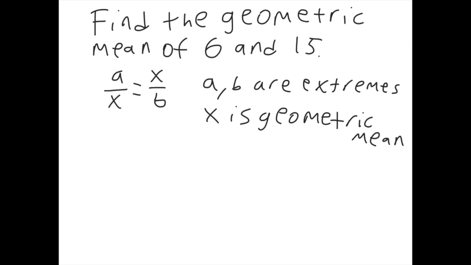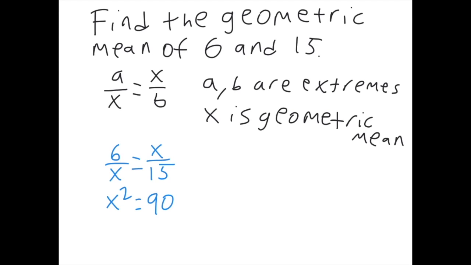So if you're going to set up this problem as a proportion, 6 and 15 are your extremes, and you're trying to find x. So you would say 6 over x equals x over 15. And then, just like every proportion that we've dealt with, cross multiply. x times x is x squared. And 6 times 15 is 90.